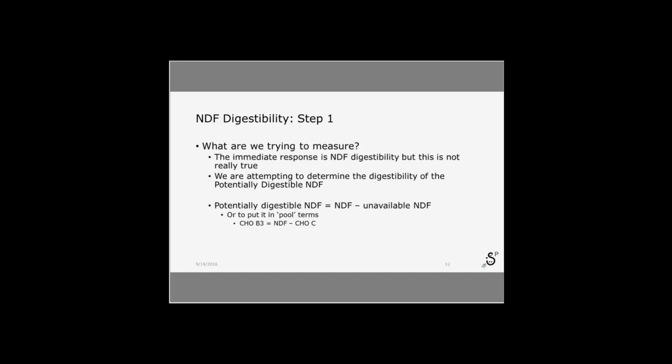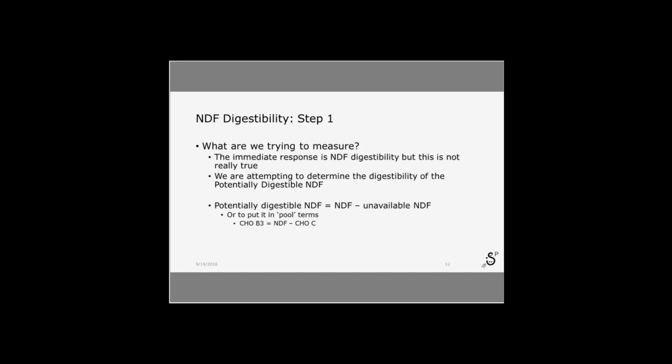What are we really trying to measure when we do NDF digestibilities? The immediate response is NDF digestibility, how much of that's going to degrade in the rumen. But that's really a simplification of what we're really trying to do. What we're really trying to do is to determine the digestibility of the potentially digestible NDF. Okay? So this potentially digestible NDF is the NDF organic matter minus that unavailable NDF.